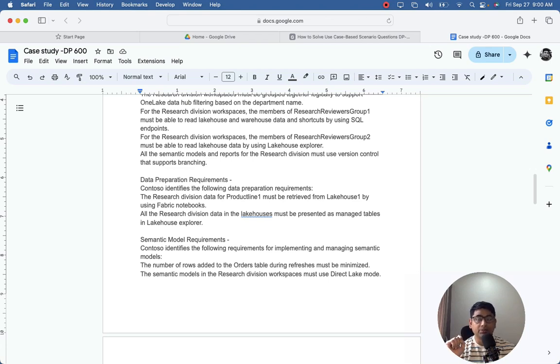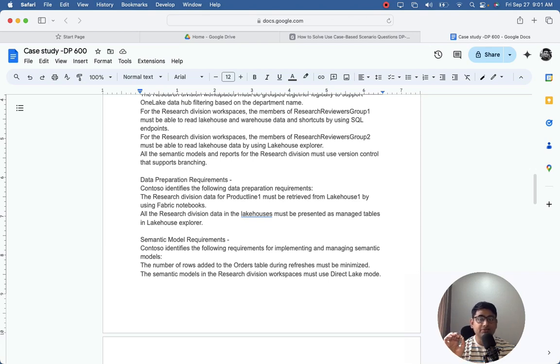Okay, now in the data preparation, they are saying the organization identifies the following data preparation. The research division data for the product line 1 must be retrieved from Lakehouse 1 by using Fabric notebook. Again, they are introducing a concept in Fabric called notebooks. So now whatever you read in your Microsoft Learning is coming into use. What is a notebook, where it is used, why it is created. Okay, those kinds of questions.